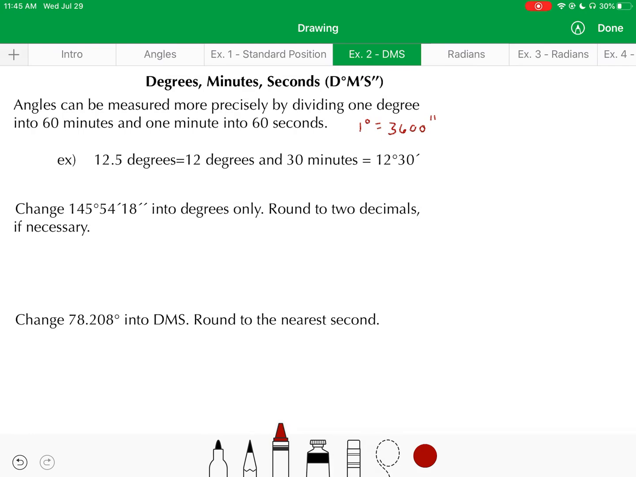If there's 60 seconds in a minute and 60 minutes in a degree, then there's 360 seconds in 1 degree. Okay, and notice the notation here. I use an apostrophe to represent minutes, and I use a double apostrophe to represent seconds. Okay, so 12.5 degrees, that's the same as saying 12 degrees and 30 minutes, all right? And then notice the notation here, okay?